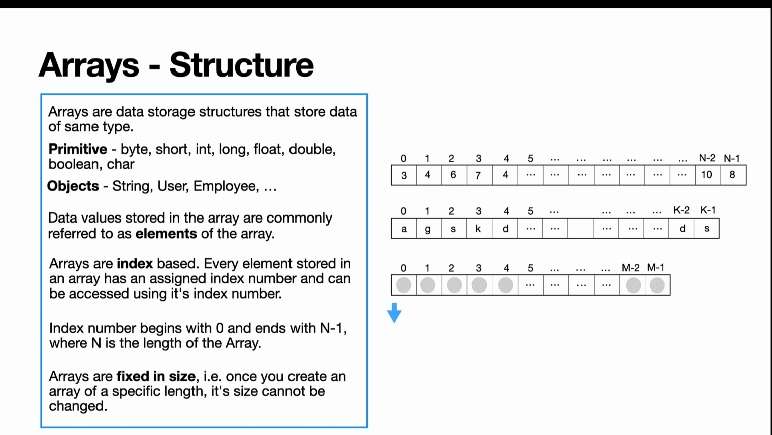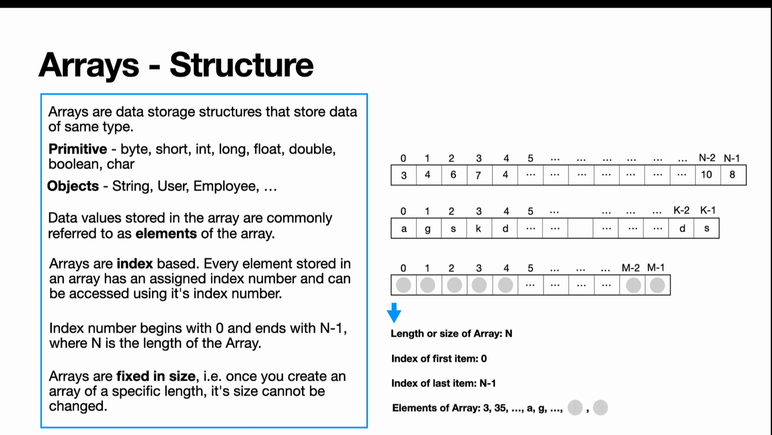To summarize, if the size of an array is n, the index of the first element is 0. The index of the last element is n minus 1. The elements of an array can be of the same data type, which can be primitive types such as integer, char, float, etc. Or the elements can be of a non-primitive data type.